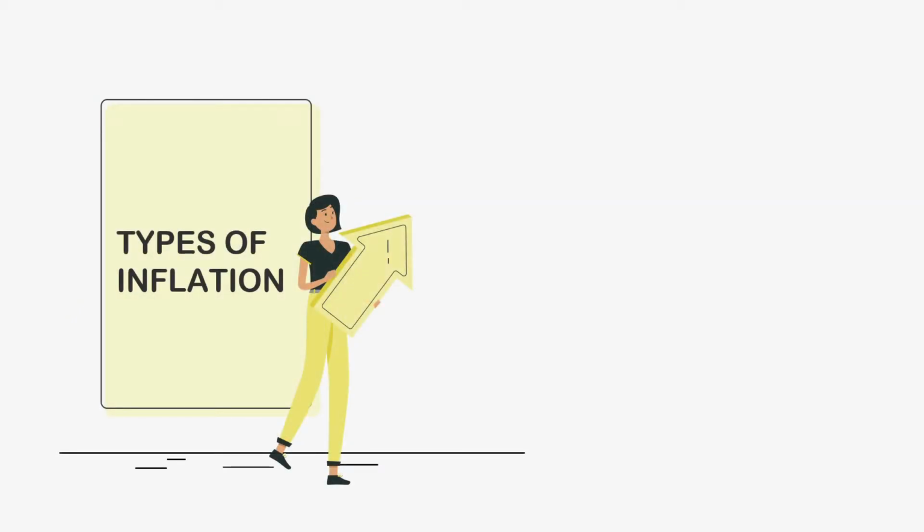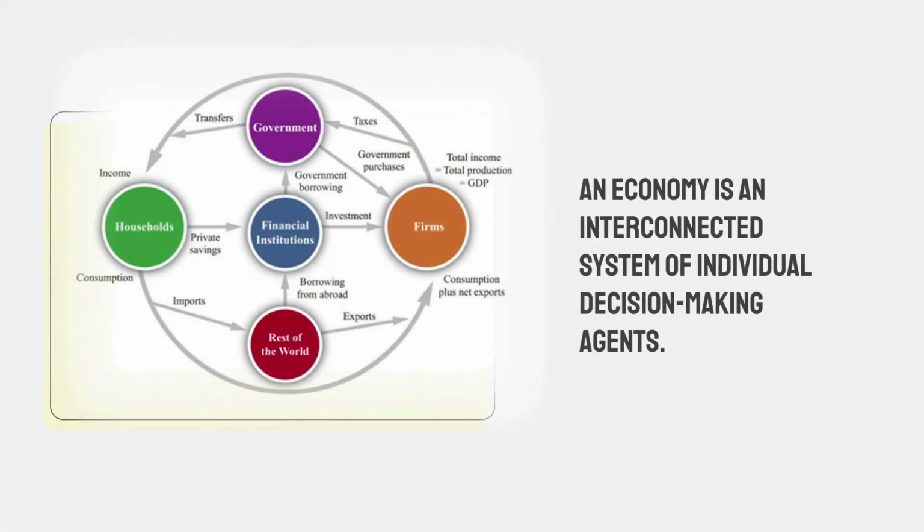To answer this, we first need to look into two broad types of inflation: cost push inflation and demand pull inflation. Before we analyze the causes of inflation, we must first realize that an economy acts as a highly interconnected system of individual decision-making agents. In other words, every single action that people take in their day-to-day life, from people like you and me deciding what clothes or food to buy, to firms and companies deciding on their action plans, affect how the economy performs as a whole. So let's look at each of the types of inflation one at a time.